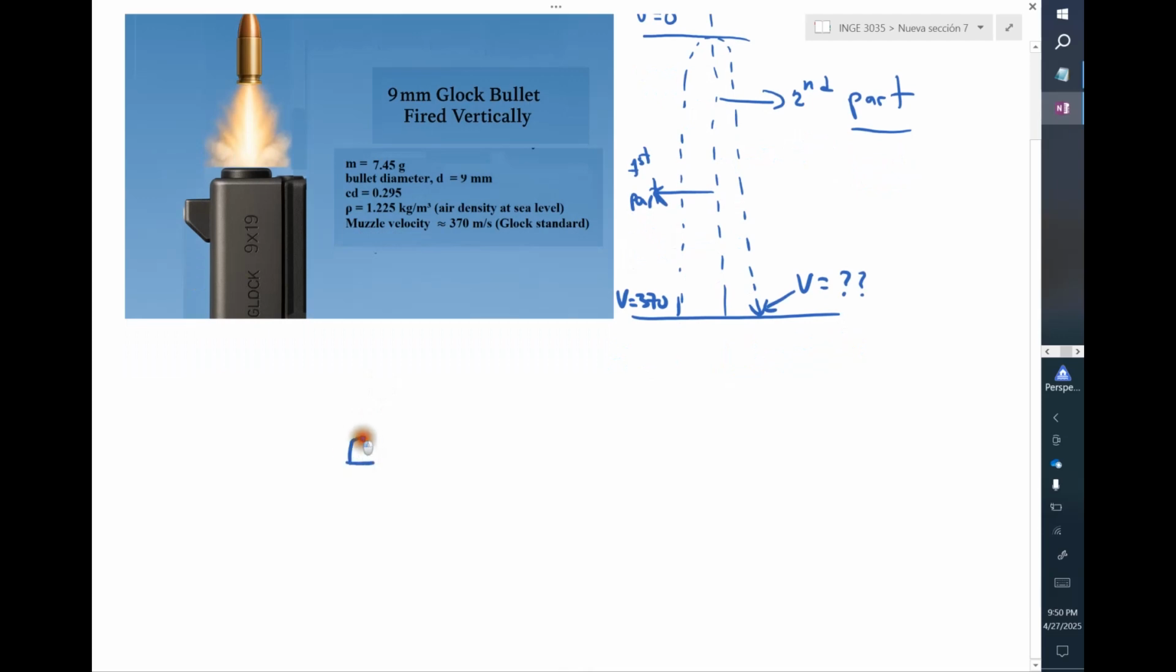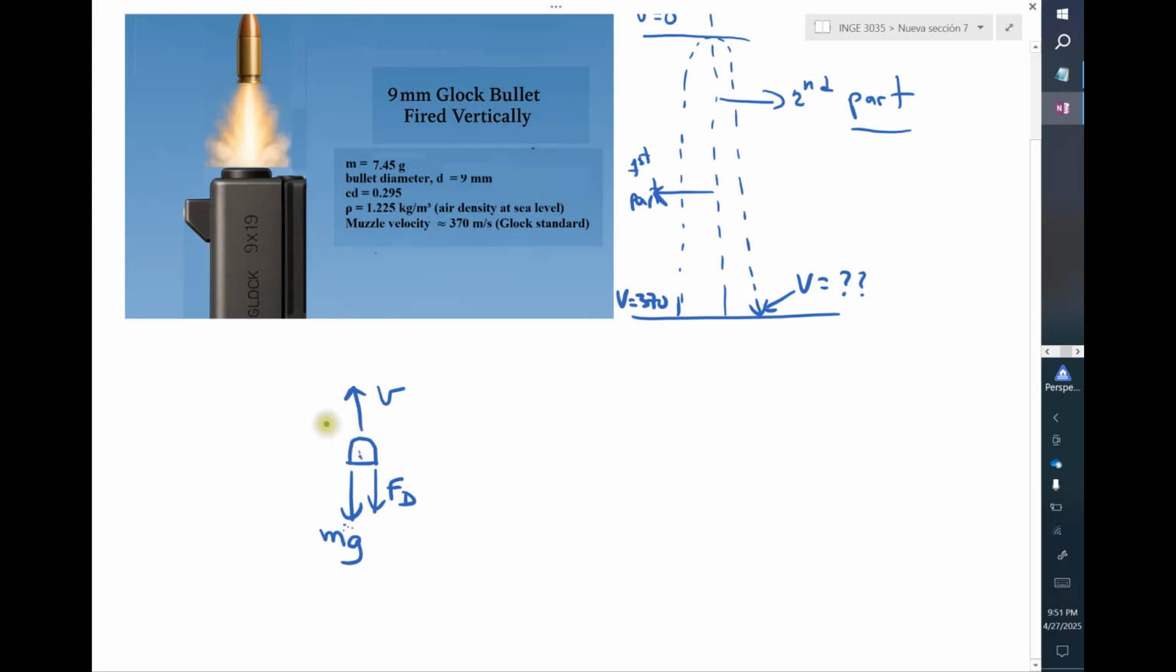Now for the first part, what's happening here is you have a bullet. I'm going to shape a bullet something like this, and that bullet is going up with a velocity. However, as it goes up, that bullet is going to experience the force of gravity, which is mg, but it's also going to experience a drag force, Fd. Those two forces are going to slow the bullet down until it reaches the maximum height.